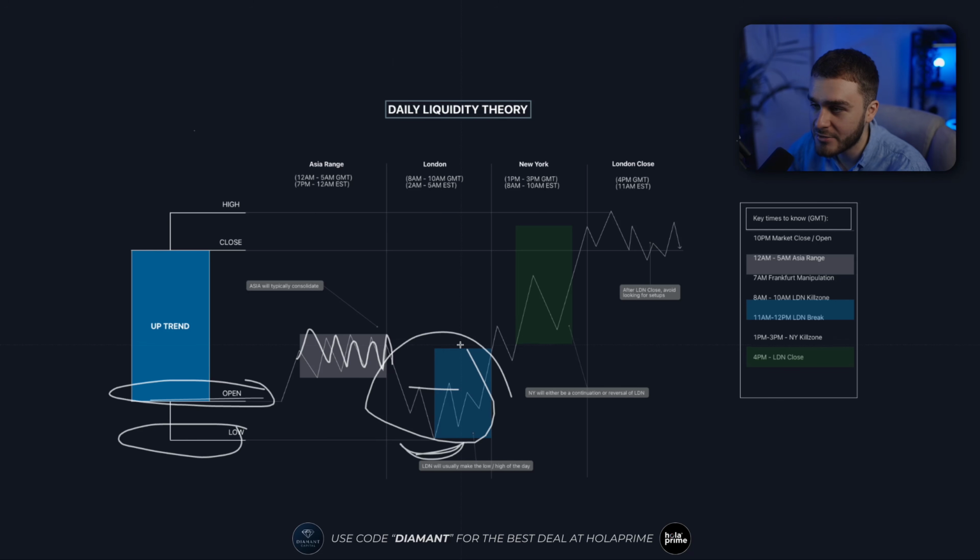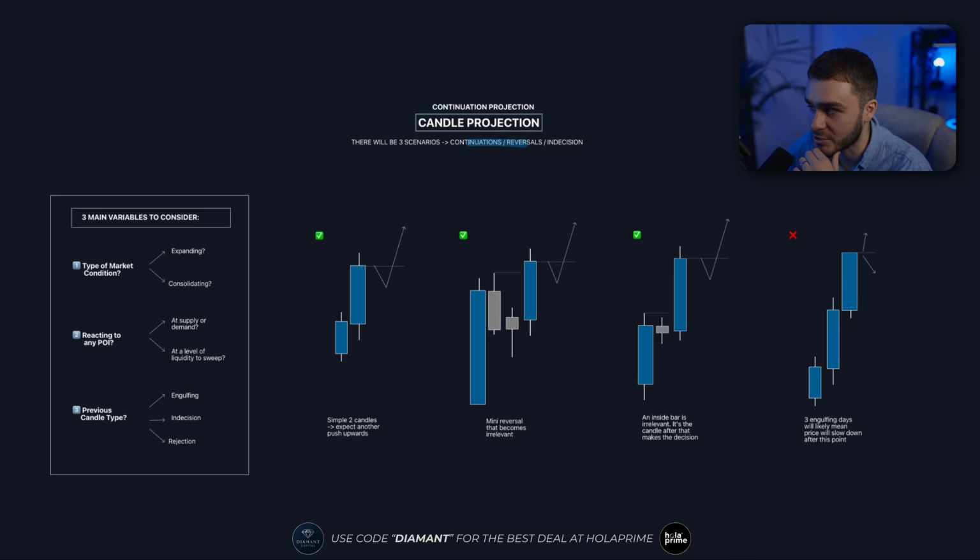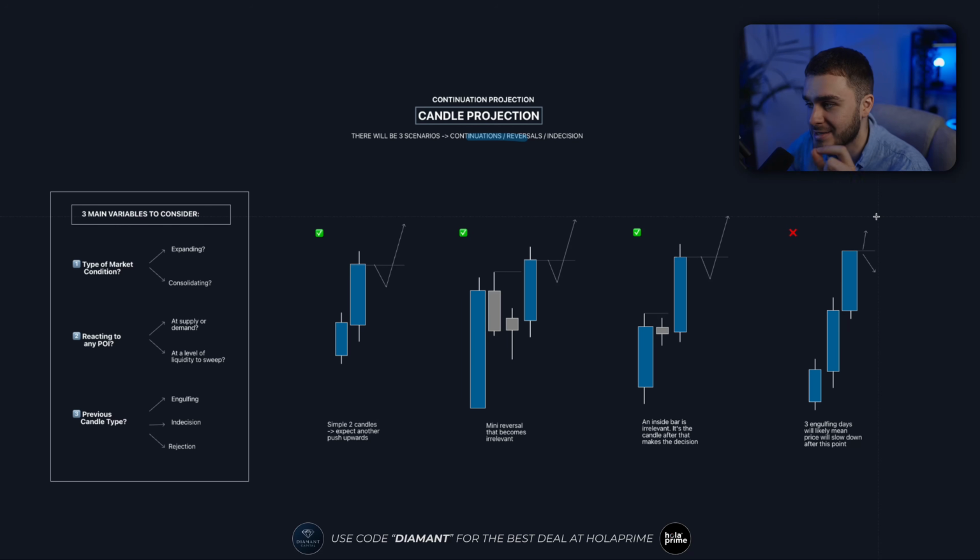Now, for us to even predict if price is moving in this particular direction, how do we even get that understanding? Well, we can actually do it in a few formations. And this is where we look at the previous daily candles. Now, what I usually like to look at is 3 main factors. Number 1, what type of market condition are we in? Is it expanding? Is it consolidating? Or are we actually reacting to a point of interest? Supply or demand, any sort of liquidity being swept? And then finally, do we get an engulfing candle, an indecision, or a rejection candle?